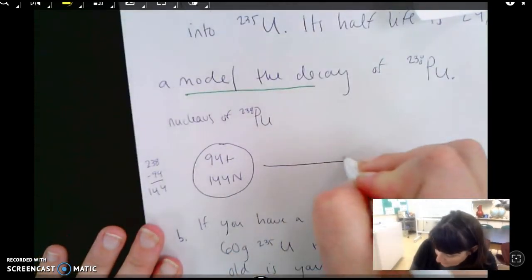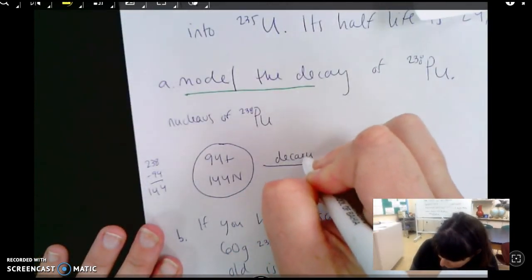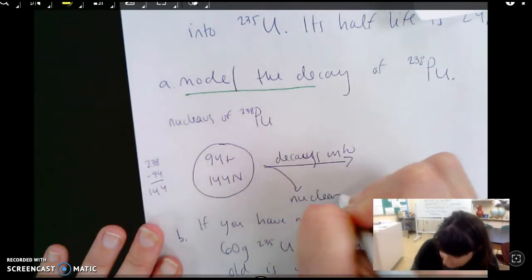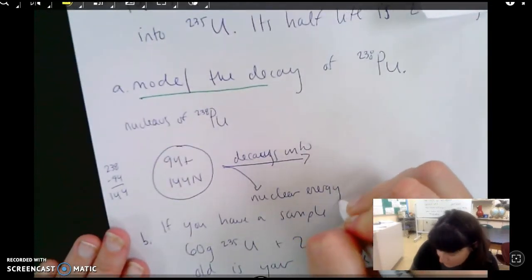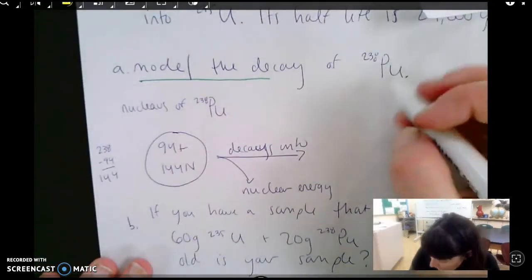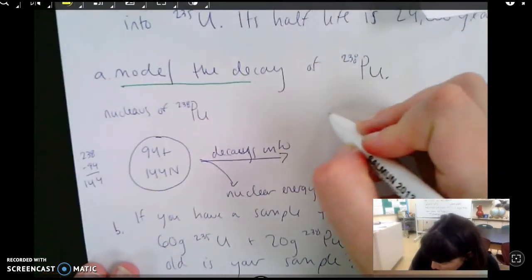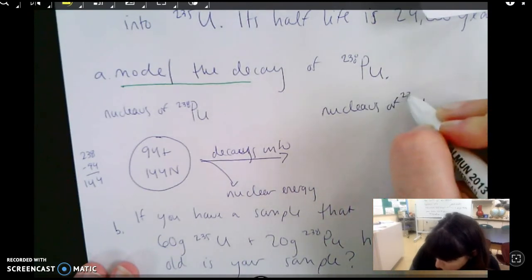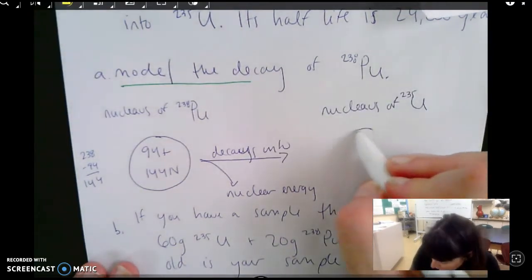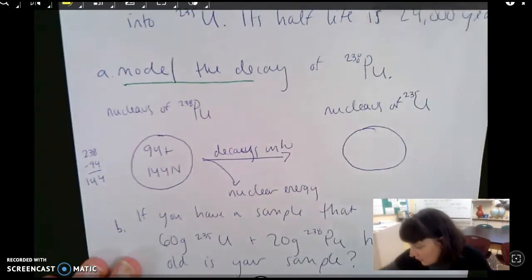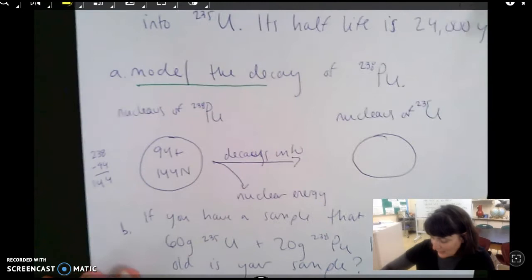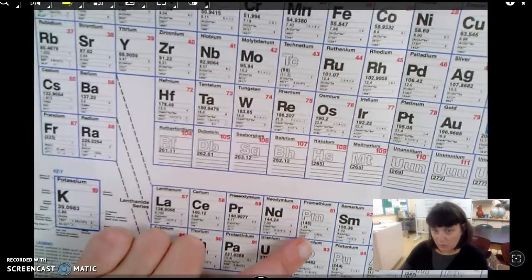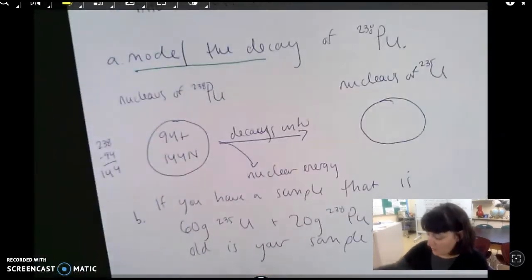But that decays. It lets off energy. Right? This is happening. And over here is my product, which is the nucleus of uranium-235, right? So here's that. So uranium, back to my periodic table, I see has 92. Where is it? Down here, uranium has 92 protons, which I know because of its atomic number.